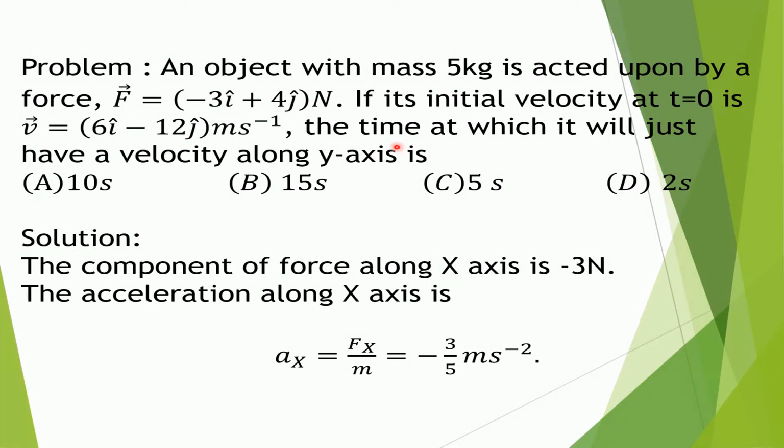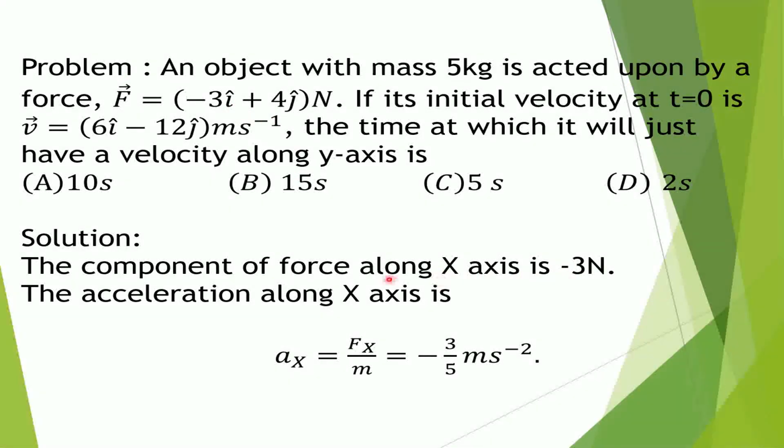Now the problem states that the particle has a velocity component just along the y-axis. It means that the velocity of the particle along the x-axis goes to 0. So we need to find the time by which the velocity will go to 0. For that, first we need to find the acceleration along the x-axis. Let's write down the component of the force along the x-axis: it's minus 3 Newton. That is the magnitude of this force.